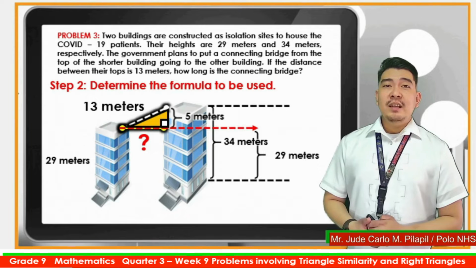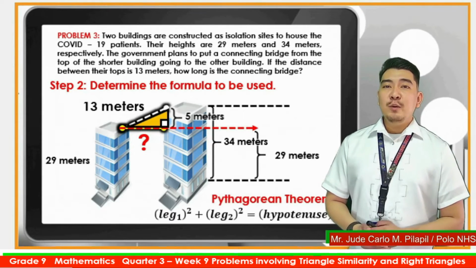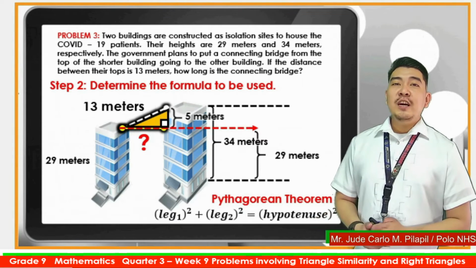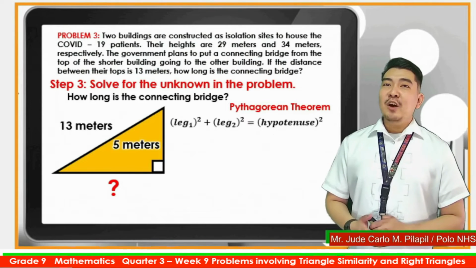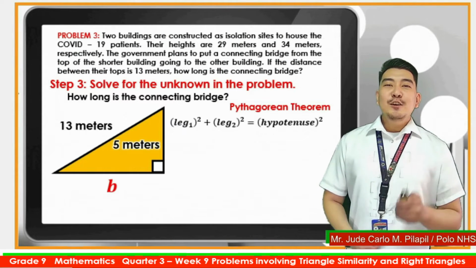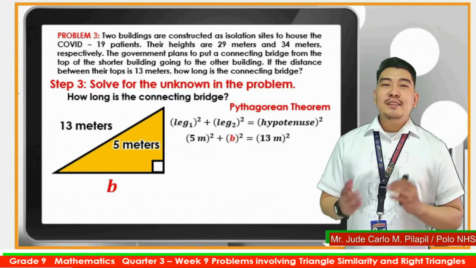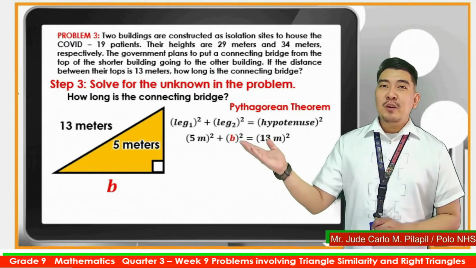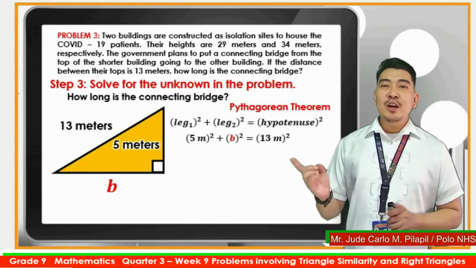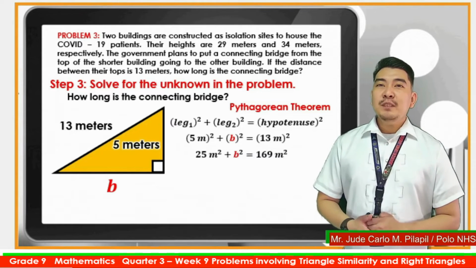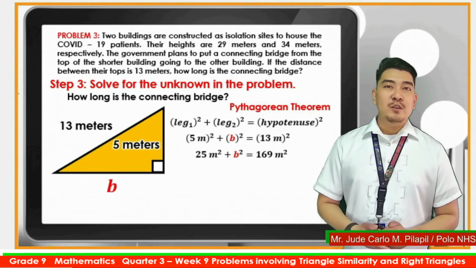With the known information and a leg which is a missing side of the right triangle, we can use the Pythagorean theorem. Let us solve for the unknown. How long is the connecting bridge? Let us represent the length of the bridge as b. Using the Pythagorean theorem, substitute the values. We will obtain the square of 5 meters plus the square of b is equal to the square of 13 meters. Squaring the terms will result in 25 square meters plus b squared is equal to 169 square meters.